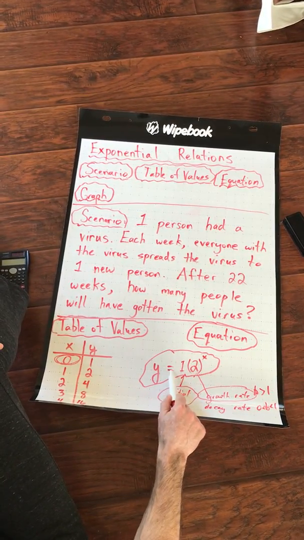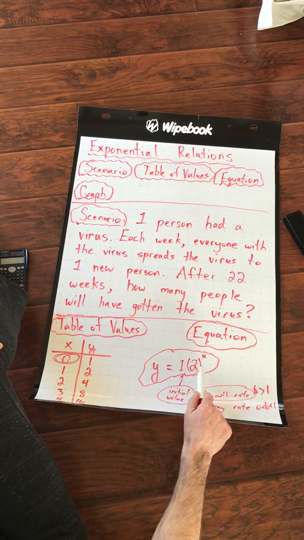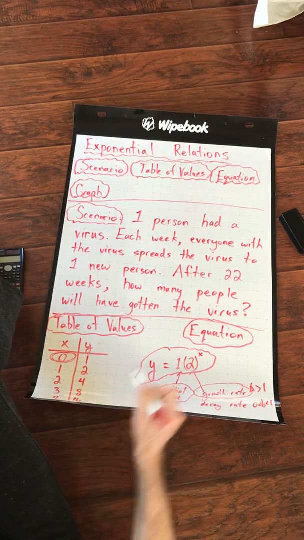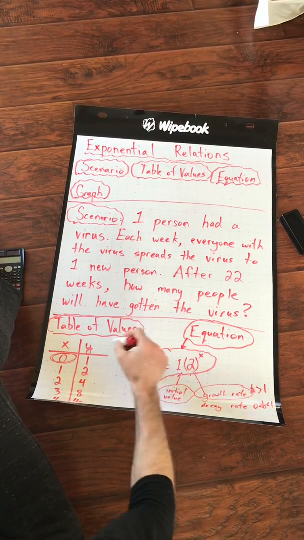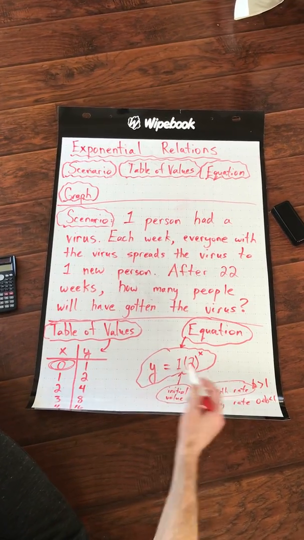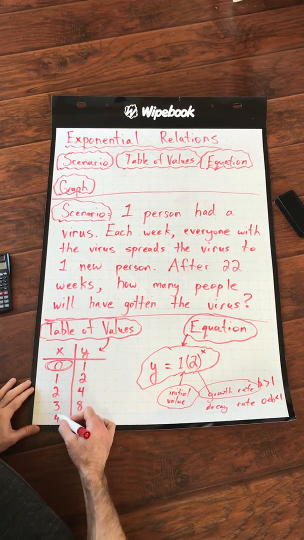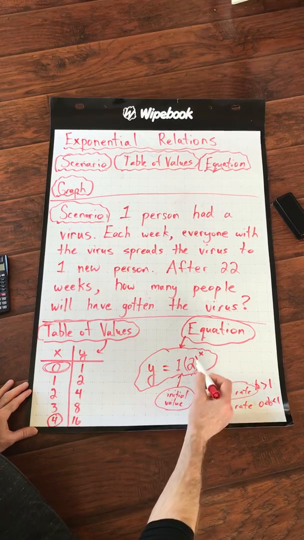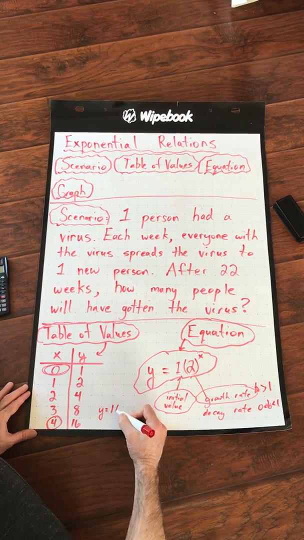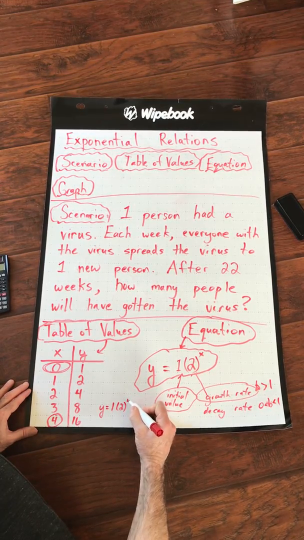It's something equals initial value times your growth rate to the power of x. All right, so now we have our equation. We have a table of values. Let's just see if these two things agree with each other. We're going to say when x was 4, our equation should work with every single one of these numbers. So y equals 1 times 2 to the power of 4.